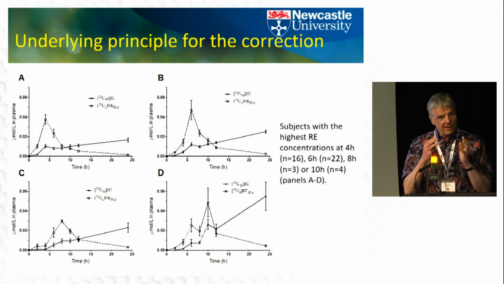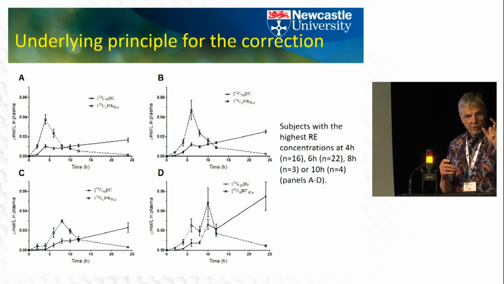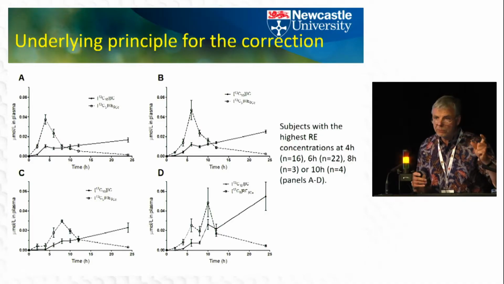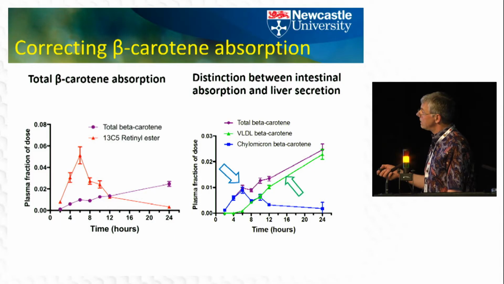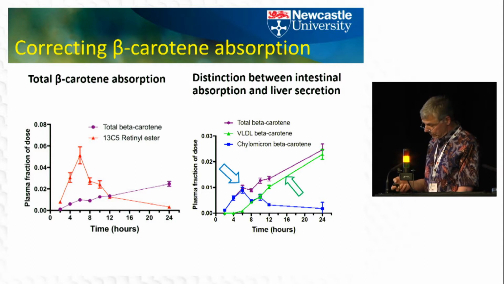So if we just make the assumption that the ratio should always stay the same because they're both bound on chylomicrons, and we then calculate this out, we come to the situation where we can calculate out that beta-carotene, with the help of the retinol ester concentration, behaves like we see retinol ester behaving, and we can also calculate out the amount of beta-carotene that's now bound on VLDL.